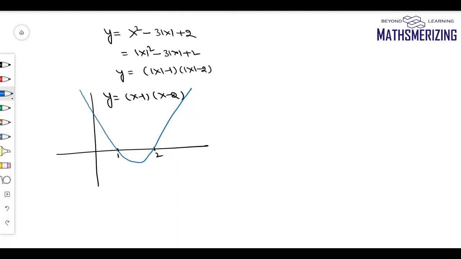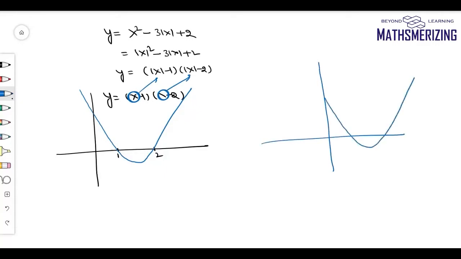Now I'll replace x with mod x. So my transformation is erase the graph from second and third quadrant and then take the reflection of right on left. So that is the graph of y equals x square minus 3 mod x plus 2.